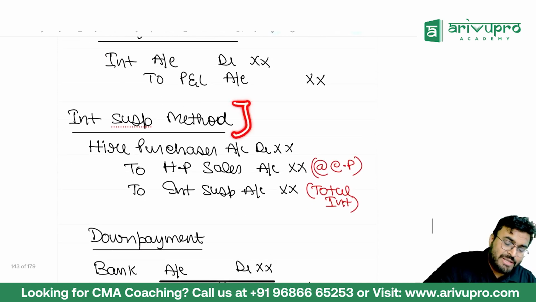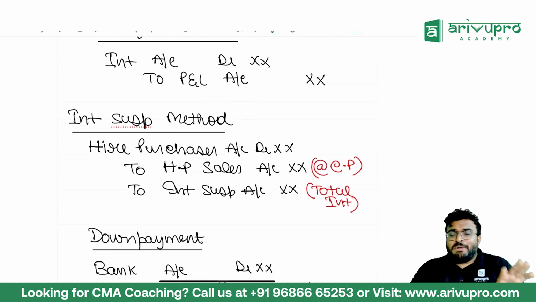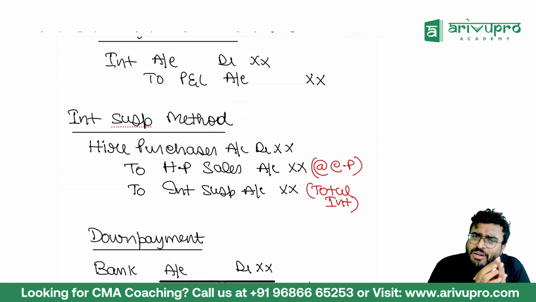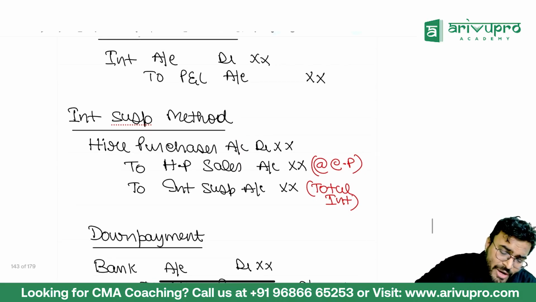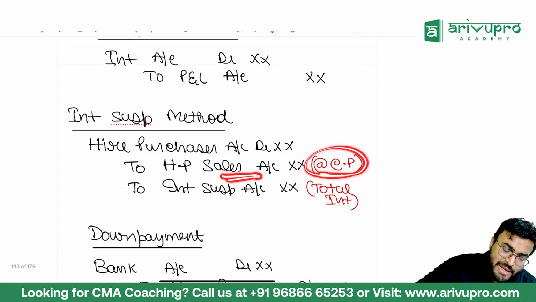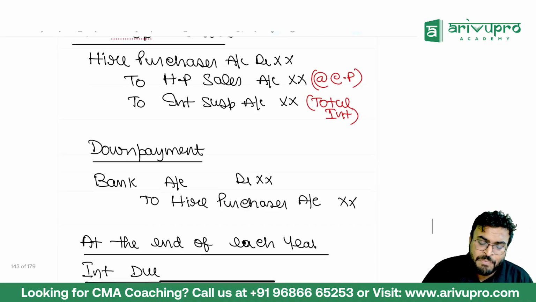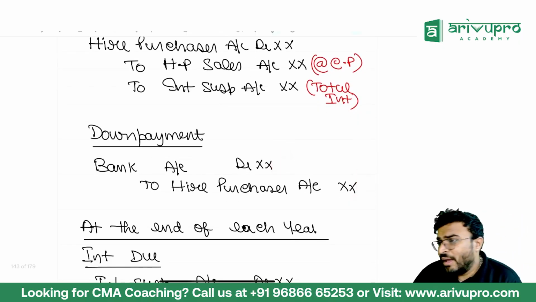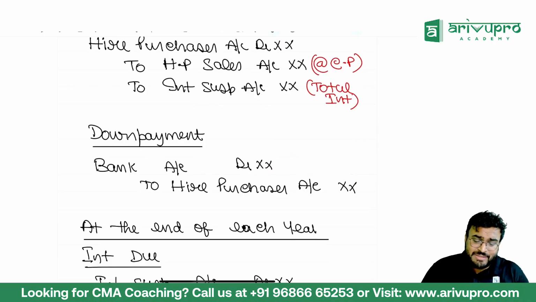The next method is called the interest suspense method. Here we are recording the full interest at the very start and putting it into a suspense account. So hire purchaser account debited to hire purchase sale for cash price and interest suspense for total interest. Down payment, same thing. You are getting money. Bank account debited to hire purchaser account.